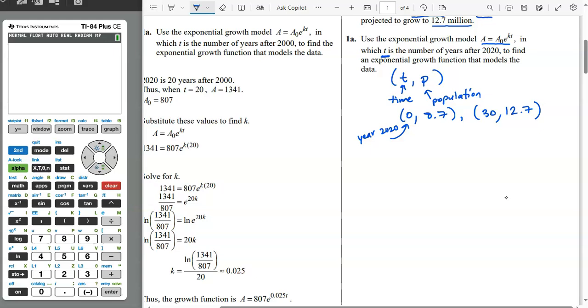This one's saying that we should make an exponential growth. So if we graph this, we have the year 0 years after 2020, the population is 8.7, and then after 30 years, we're in the year 2050, and the population becomes 12.7 million. So instead of just connecting these with a straight line, we're making an exponential growth like this one.